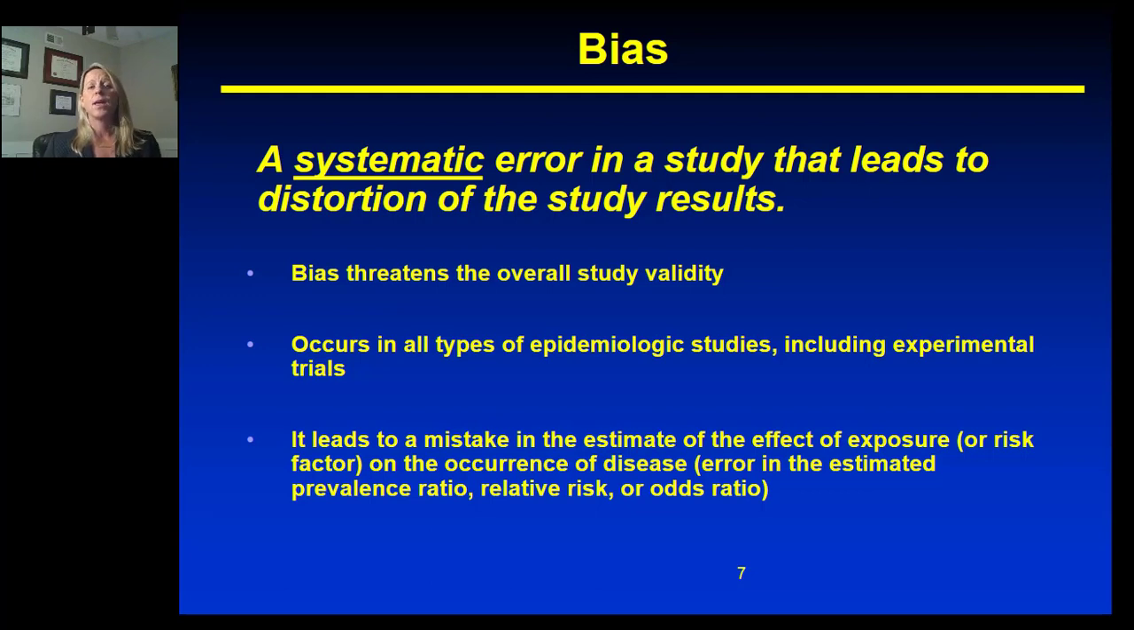So systematic error is bias, and it occurs in a study for a variety of reasons, which we will discuss. And when it occurs, it leads to a distortion in the overall study results. It leads to a distorted measure of effect. The bias can threaten our overall study validity, both the internal as well as the external validity, but generally more the internal validity. And bias occurs in all types of epidemiologic studies, including experimental trials or randomized clinical trials. And as I said, it leads to a mistake in the estimate of the effect of the exposure or the risk factor on the occurrence of the disease, and it can affect our measure either away or toward the null.